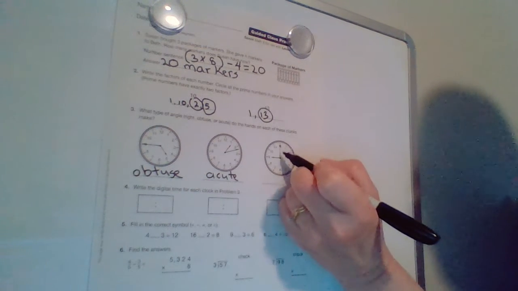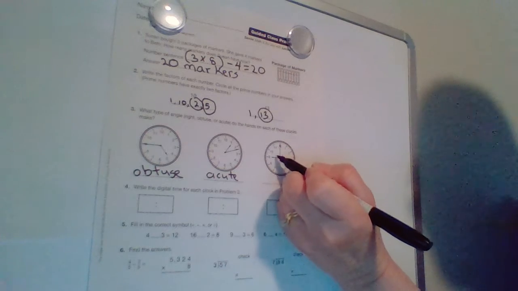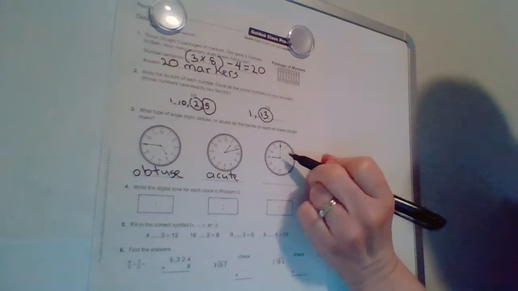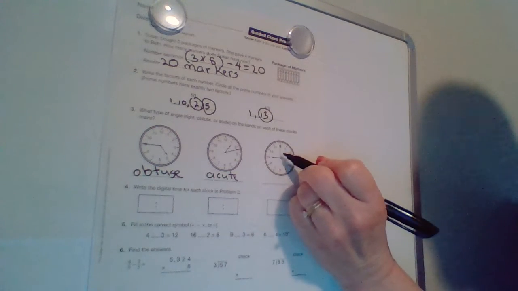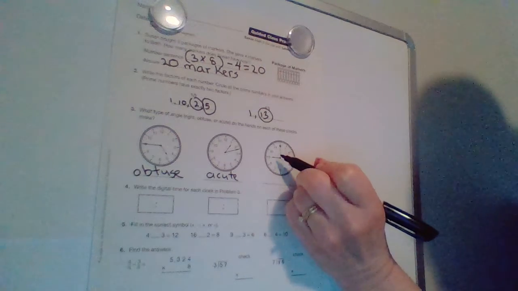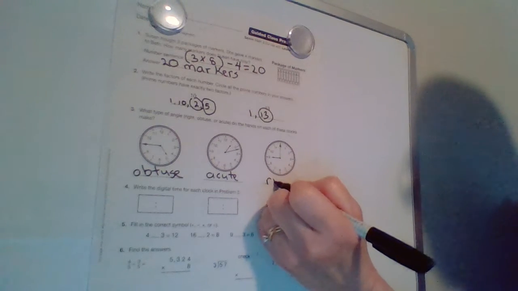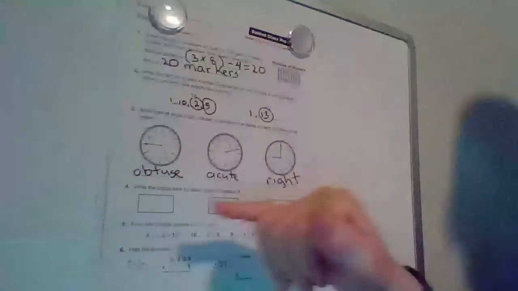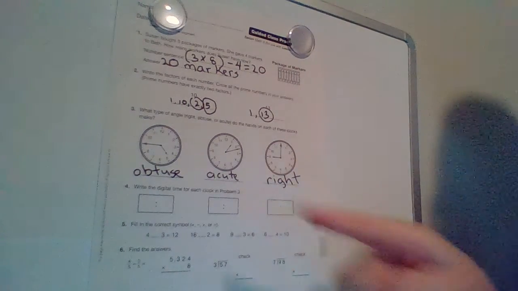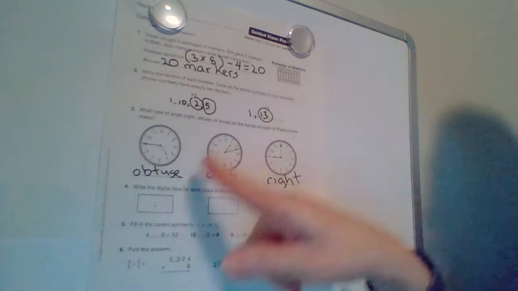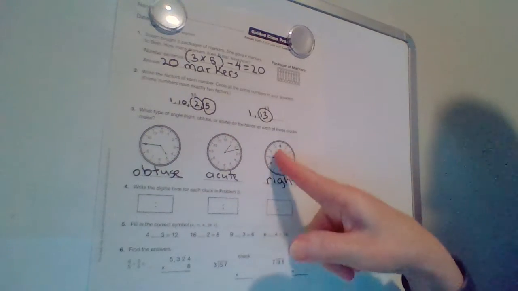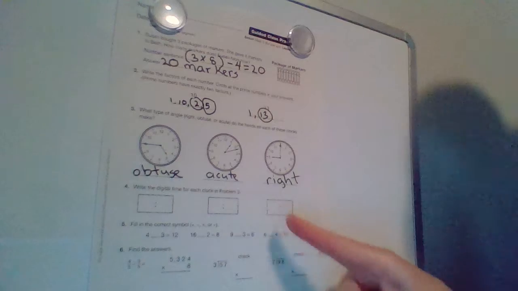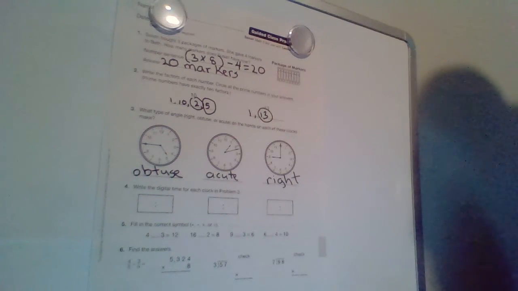And look at this one. It makes a perfect shape of an L. All right, a backwards L, and it's almost like you could put a perfect square in the middle here, right? So that is a right angle. Okay, now we're going to write the digital time for each clock. So the first one goes here, the middle one goes there, and the last one goes there, okay? And you'll see that on the other side, all right?